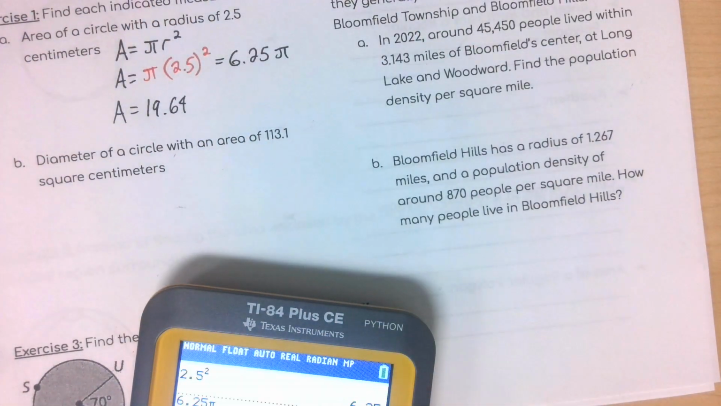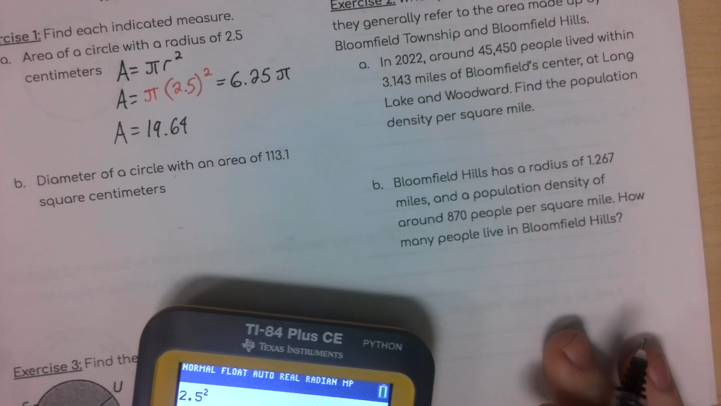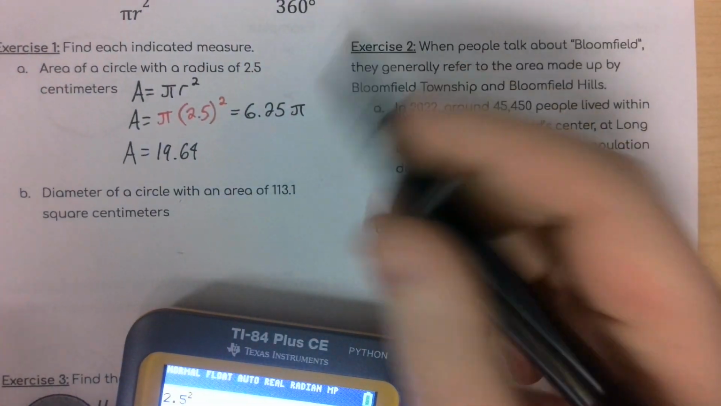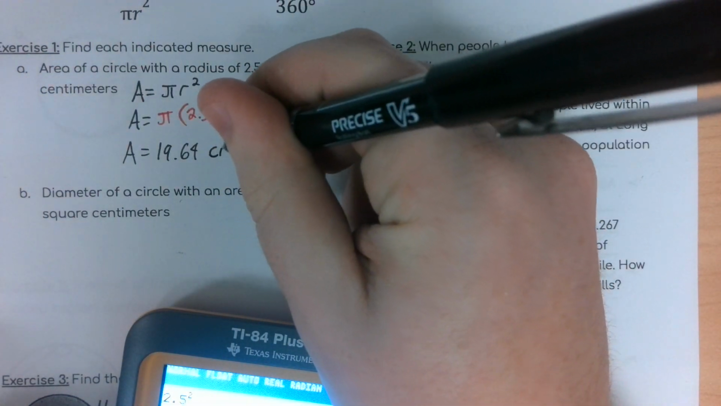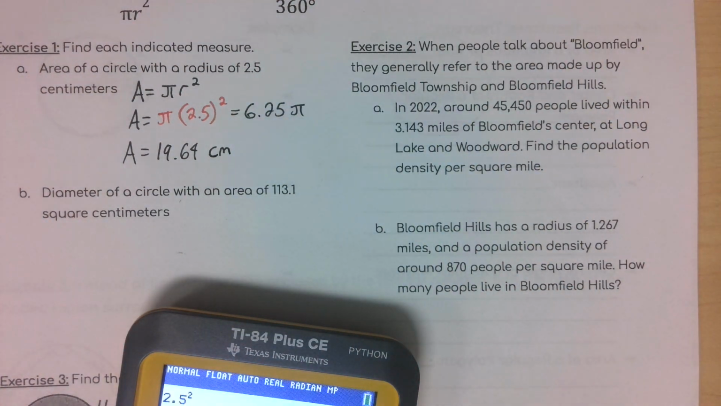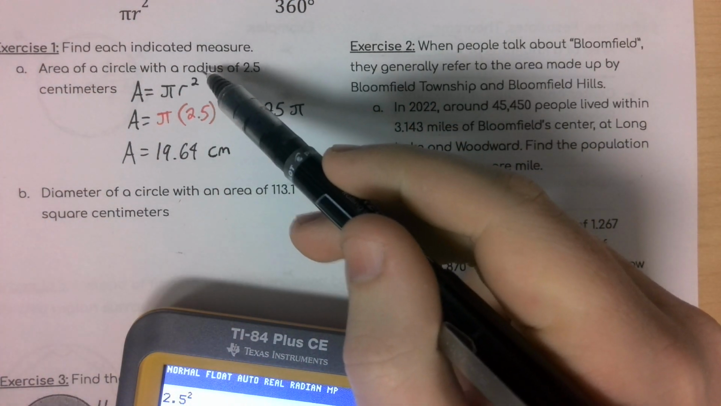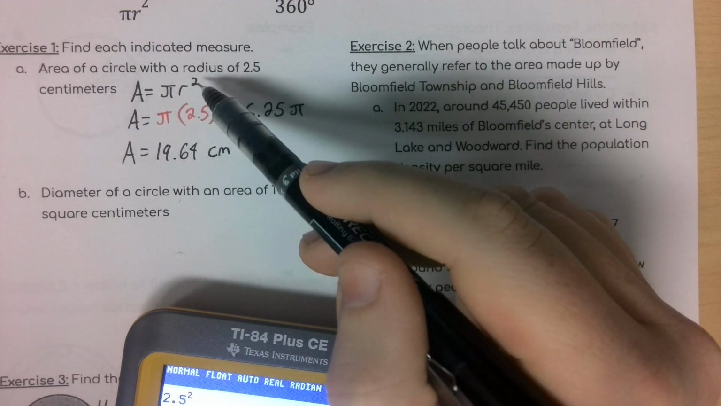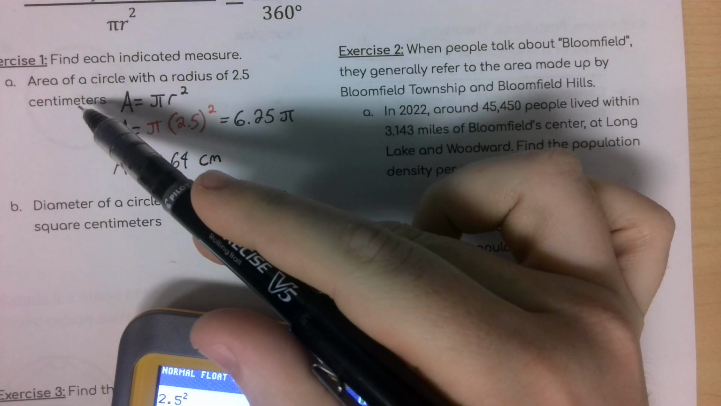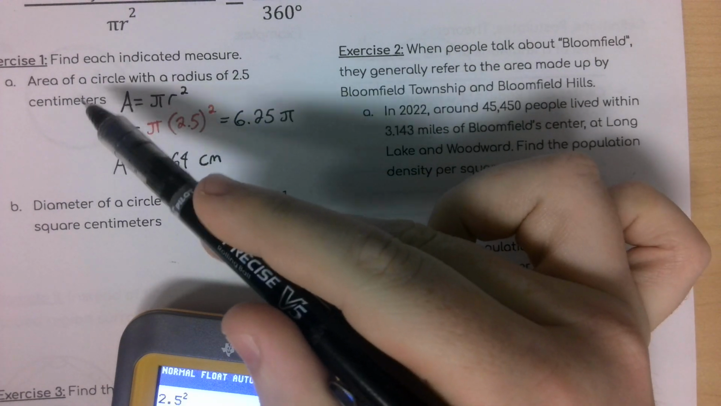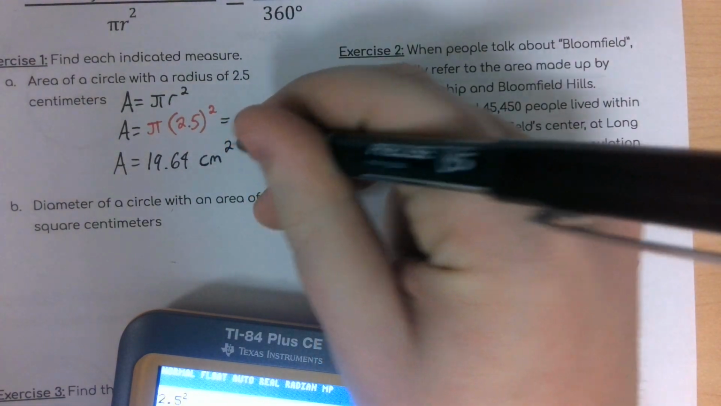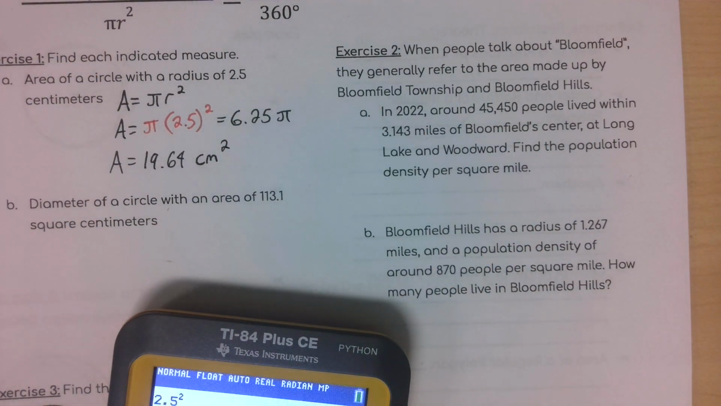Now 19.64 what? And we have to be careful this time. Sure, centimeters is what's given to us, but just writing centimeters is no longer enough. See, our radius, that being 2.5 centimeters, is being squared. So because our unit is being squared, it's 2.5 centimeters squared, we write a square next to our unit.